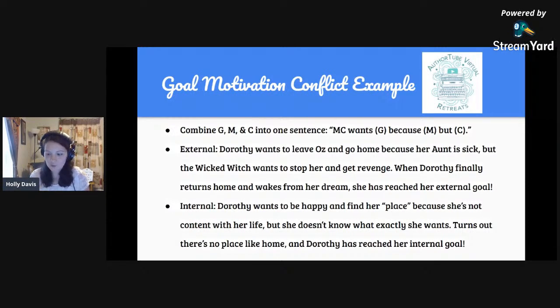So hopefully that makes a little more sense with the GMC all strung together.